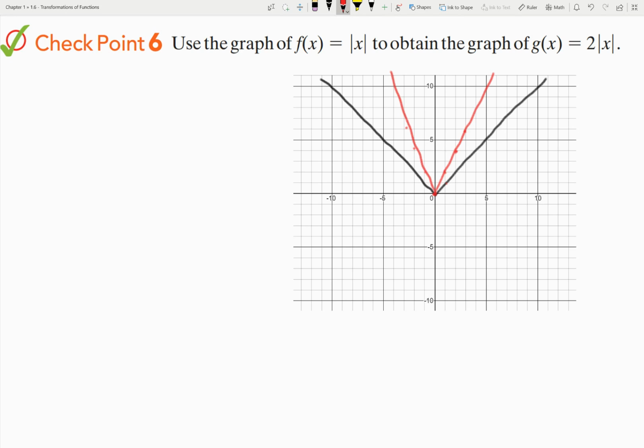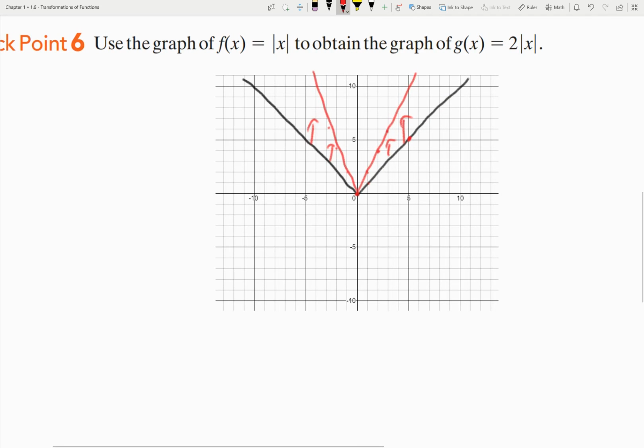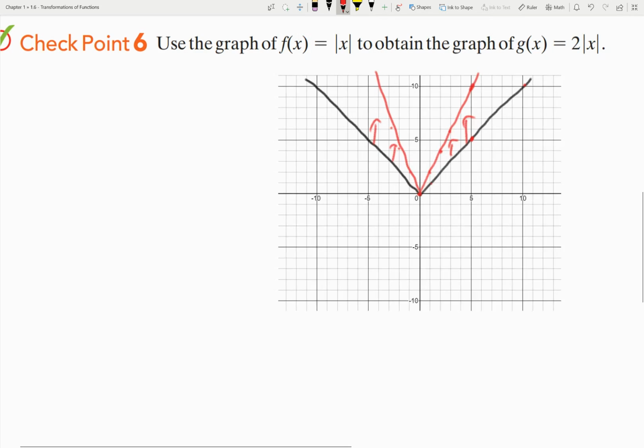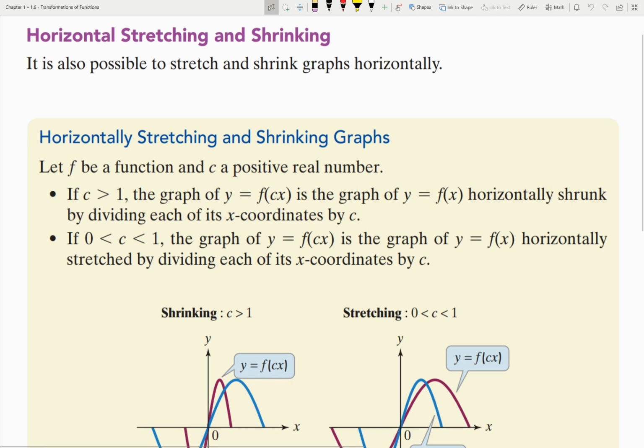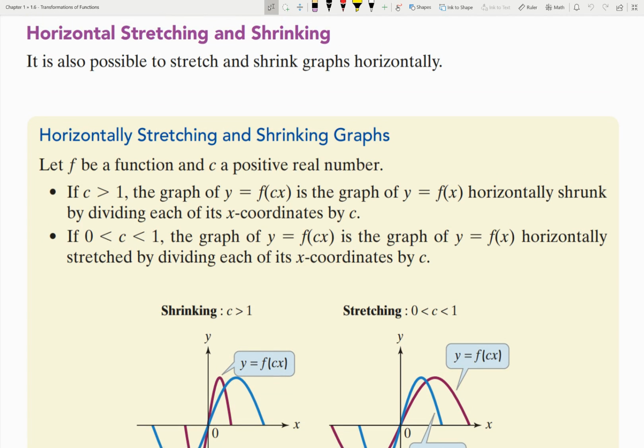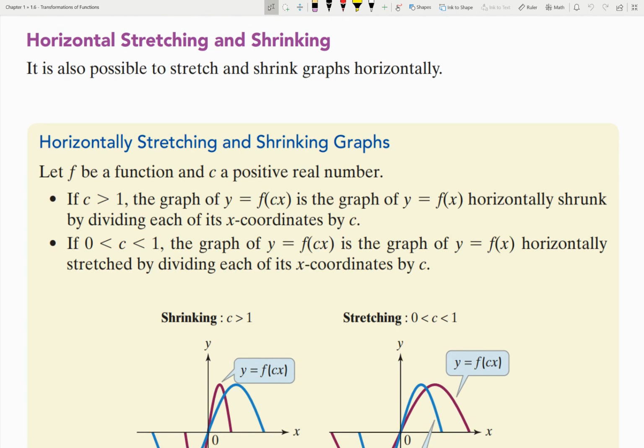So much easier to see with the absolute value function that you're pulling this function away from the x-axis. All these points are not being shifted up the same. These outputs are being multiplied by 2. The 5 turns to a 10. The 10 would turn to a 20 if it was on the graph. Okay? Now, horizontal stretching and shrinking does similar.